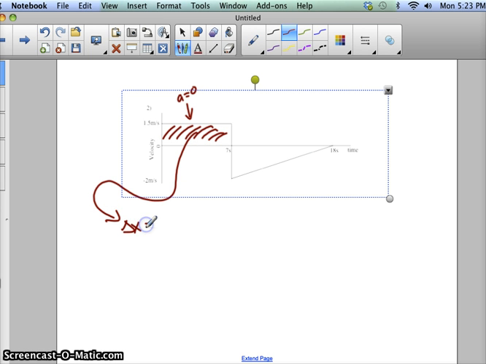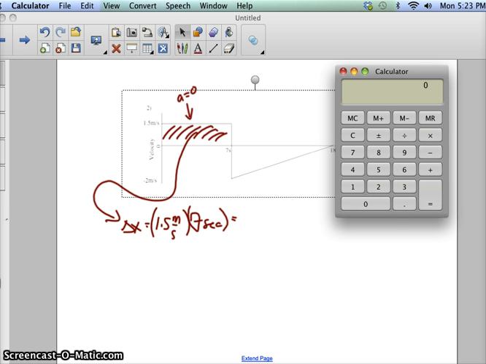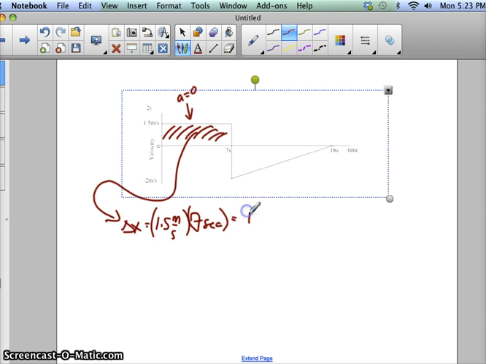So displacement is going to be just 1.5 meters per second times my 7 seconds. And let's see what that is real quick. What is it? 1.5 times 7. So 1.5 times 7 is going to be 10.5. So 10.5 meters. That's my displacement. That's the overall change in position in the first 7 seconds. And it's a positive value.